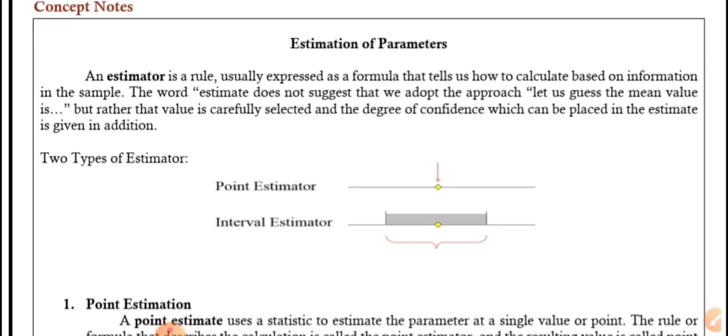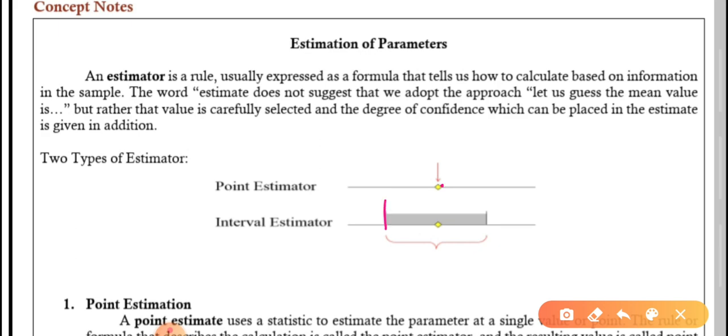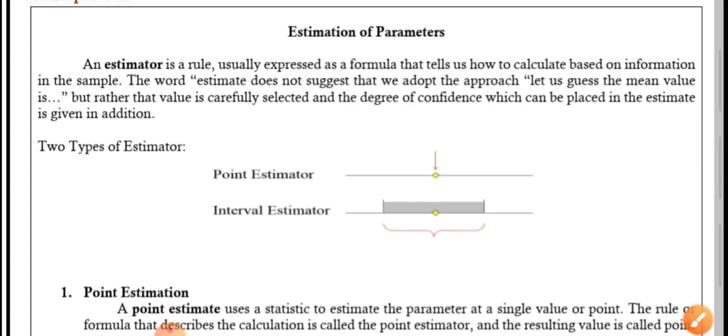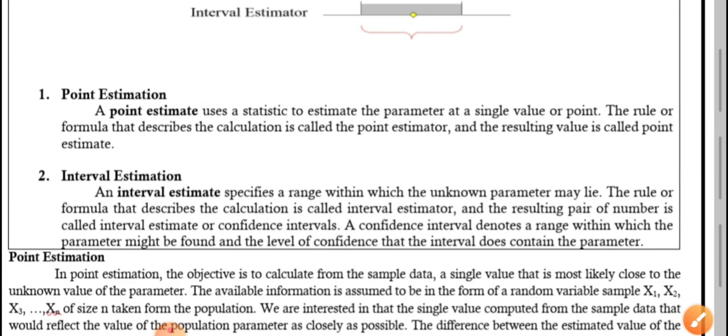Two types of estimator. Number one is the point estimator, which can be represented by just a point, and the interval estimator, from this point up to this point. The value that can be computed will be in between these two points, or in this interval. Point estimation. A point estimate uses a statistic to estimate the parameter at a single value or point. The rule or formula that describes the calculation is called the point estimator, and the resulting value is called the point estimate.